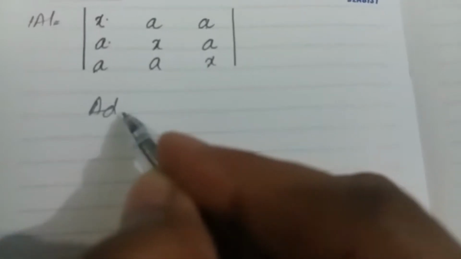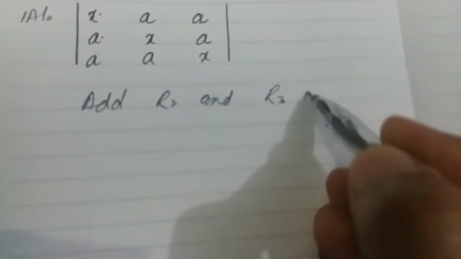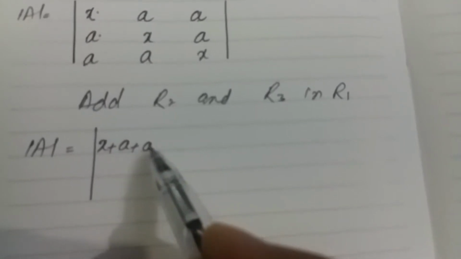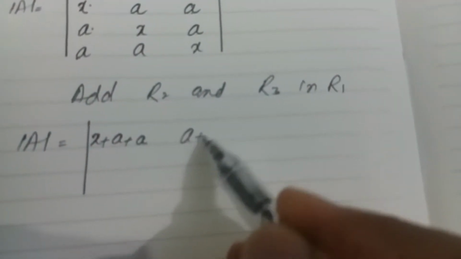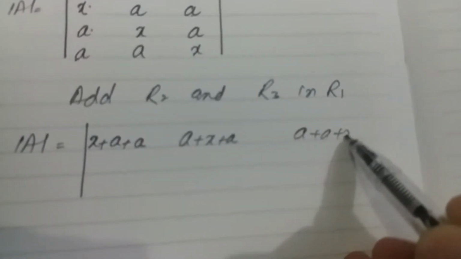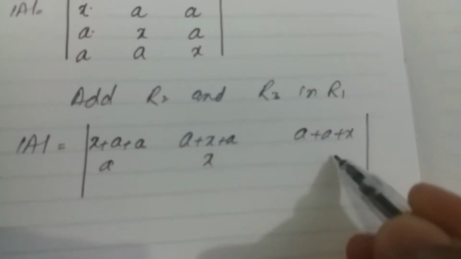So how do we start? The first step, we add R2 and R3 in R1. When we add R2 and R3 in R1, all the changes will occur in R1. It will be X plus A plus A, plus X plus A, and then A plus X. The second and third rows will be the same.